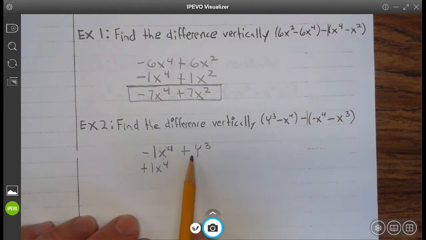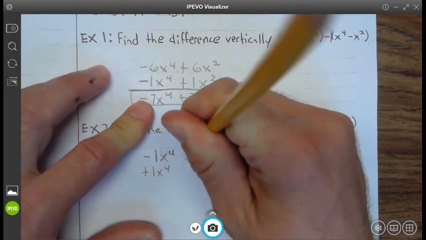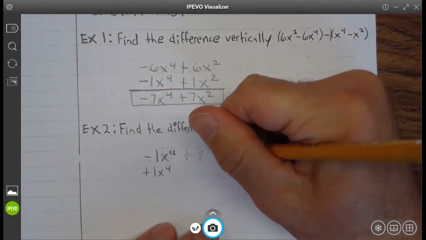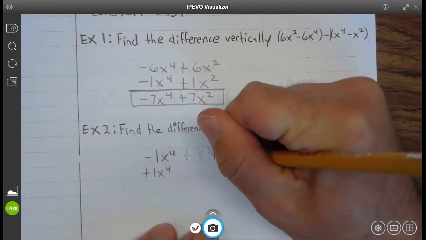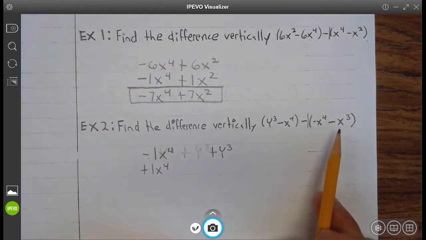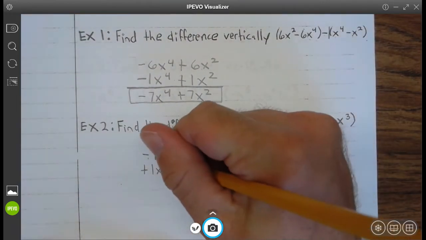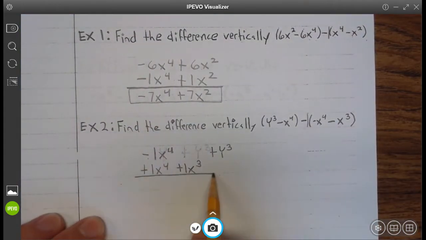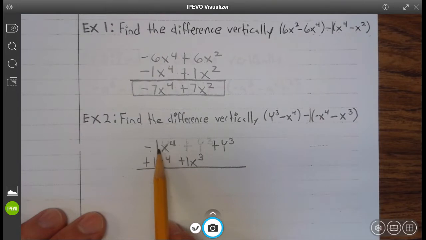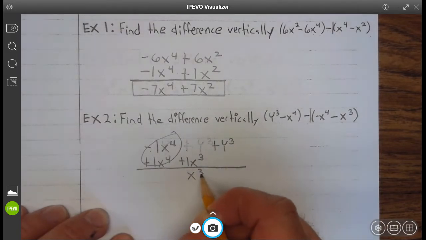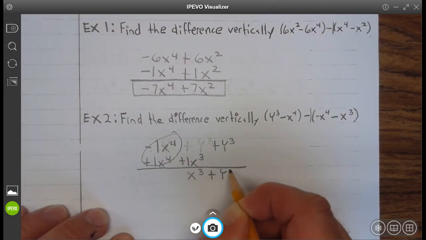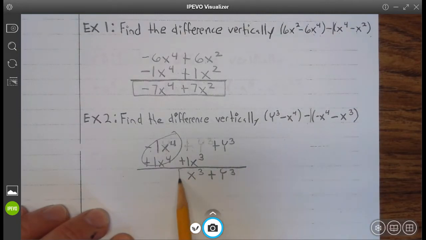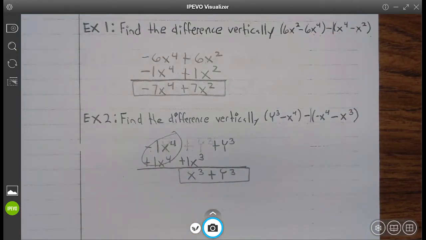Now we have an x cubed. We need to leave space for that, so I need to move over the y cubed. Okay, so then a negative 1 times a negative x cubed is a plus 1x cubed. Okay, now negative 1x to the fourth and 1x to the fourth combines to be 0. You have just x cubed and then plus y cubed. All right, go and finish up example 2.